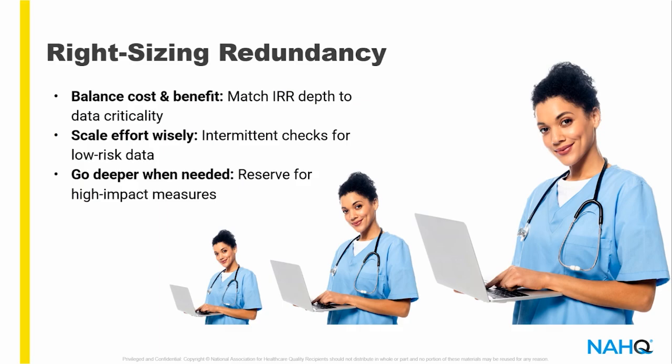You have the ability to direct efforts where it matters most and strike the right balance between cost and benefit for your organization. We say scale IRR to the criticality of the data you're collecting. For lower risk elements or measures, intermittent checks may be enough, providing that light touch protection without overwhelming your staff. If needed, you can reserve in-depth reviews for high-impact populations tied to performance deficits, external reporting, reimbursement, and safety issues. When it comes to those areas, going deeper is worth the investment.